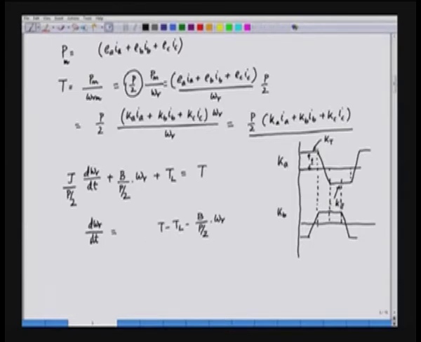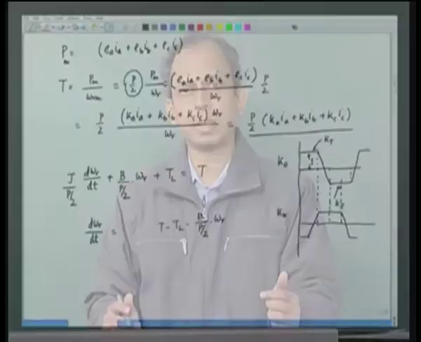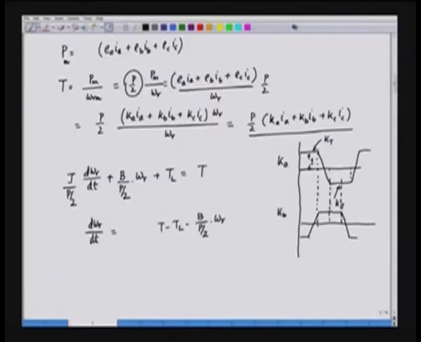This B is the coefficient of viscous friction. Any machine will have some viscous friction, and that is represented as B. So, B into omega r m or omega r by P by 2. This is multiplied by P by 2 and divided by J. So, we have the expression for the speed, and this speed equation can be solved again by a numerical integration technique to give us the value of speed.